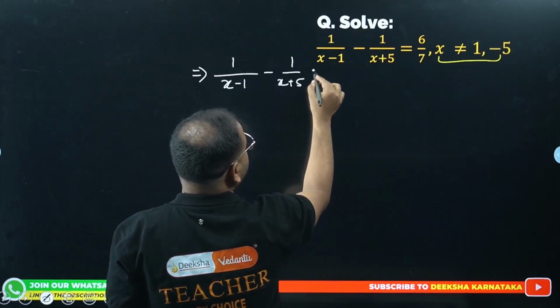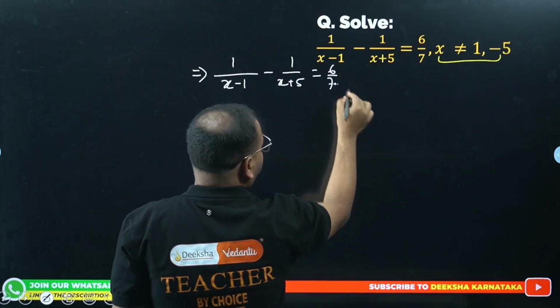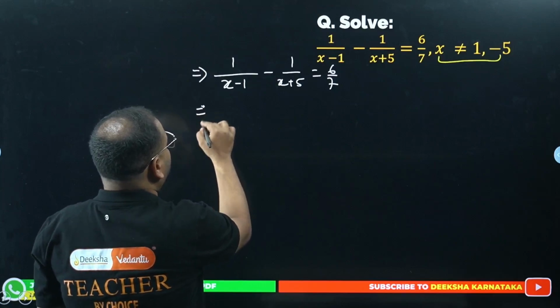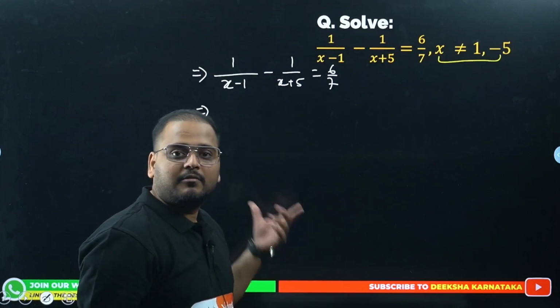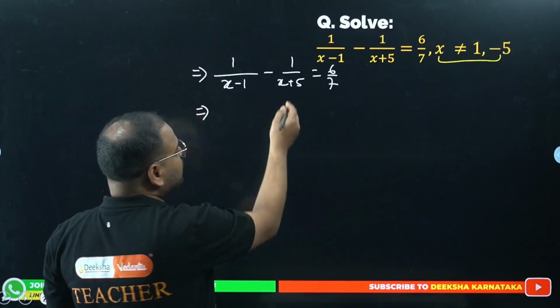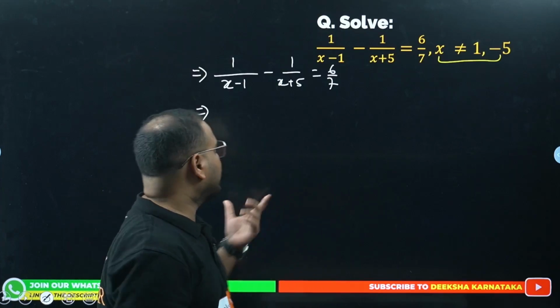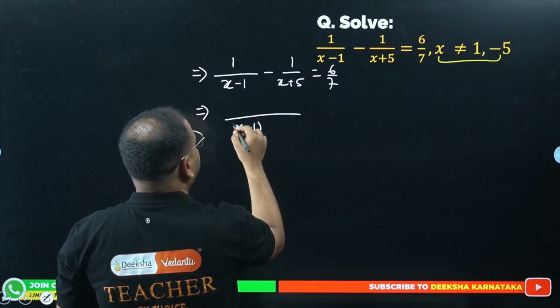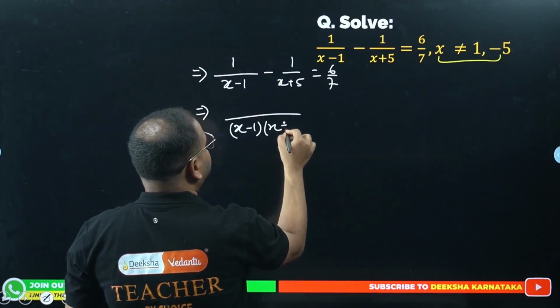This is actually a very simple question, but we will solve it to know whether it is simple or not. So first we're going to do what? We'll take the LCM of the two numbers. Are they two different numbers? Yes. So what we're going to do? Take their product, x minus 1 and x plus 5.